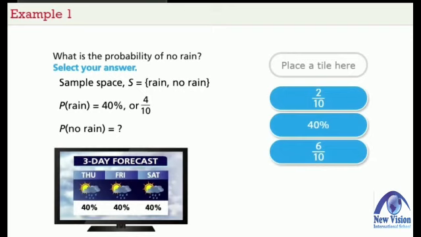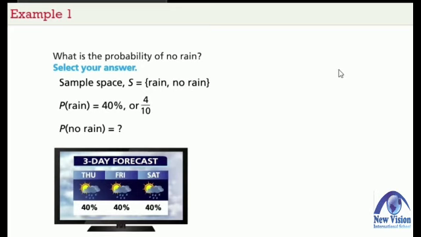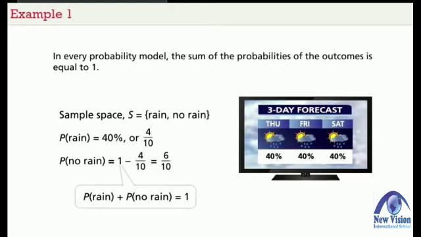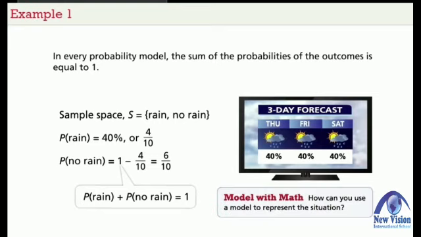Select your answer. In every probability model, the sum of the probabilities of the outcomes is equal to 1. The probability of no rain is equal to 1 minus the probability of rain, or 1 minus 4/10, which is equal to 6/10. How can you use a model to represent the situation?